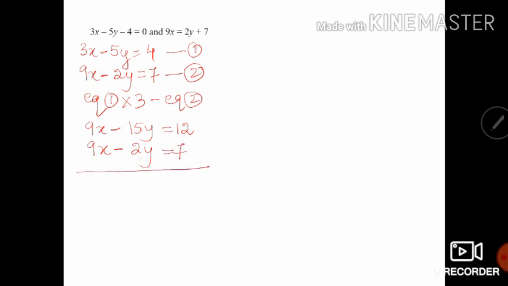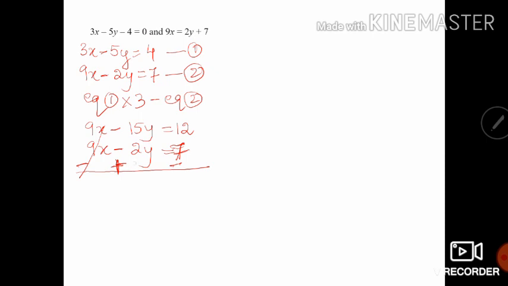Now leave some gap and then draw a line, because we are going to subtract these equations. To subtract, we will have to first change the sign of all the terms in the second equation. So plus 9x becomes minus 9x, minus 2y becomes plus 2y, and plus 7 becomes minus 7. Now let us subtract. 9x minus 9x is 0.